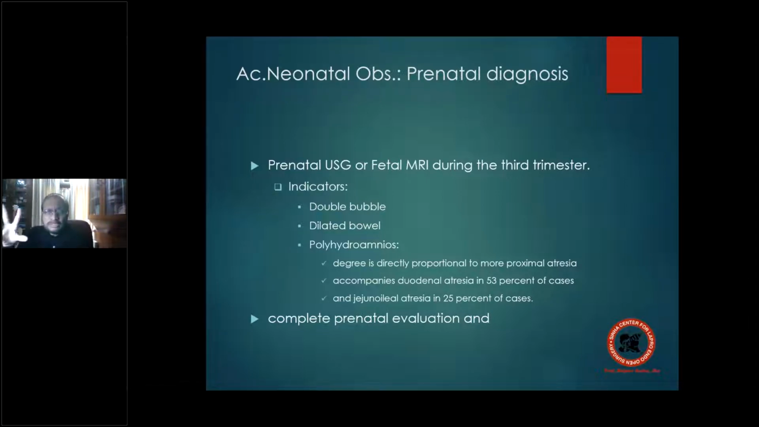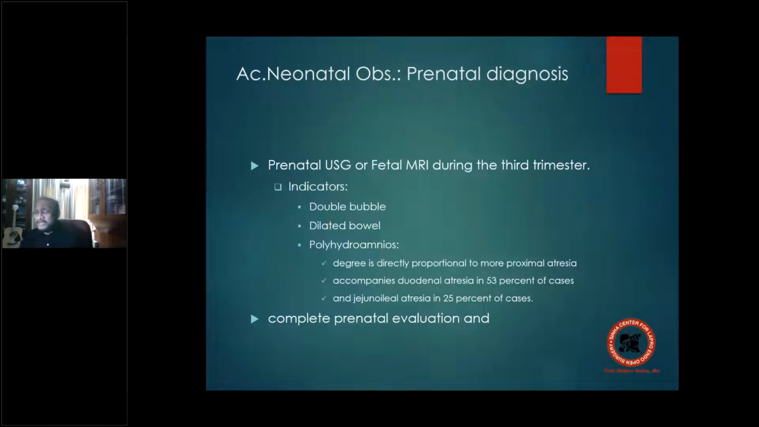So what are the indicators that the patient really has obstruction? Number one, you can find a double bubble sign. What is that? That is basically found due to atresia. You can have a dilated bowel, and the reason has to be ascertained. Why should the fetus be having a dilated bowel? The bowel should be normal inside. Or the patient is having a polyhydramnios.